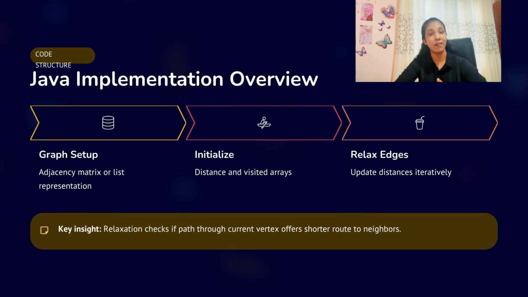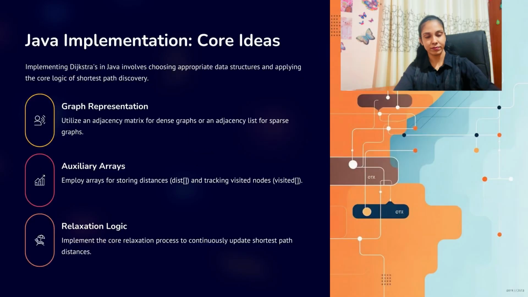Then Java implementation overview. In Java, we represent the graph using an adjacency list or matrix. Initialize distance and visited arrays. Repeatedly relax edges. We can implement Dijkstra's algorithm using either an adjacency matrix or an adjacency list. We use arrays to store distances and visited vertices and apply relaxation logic.